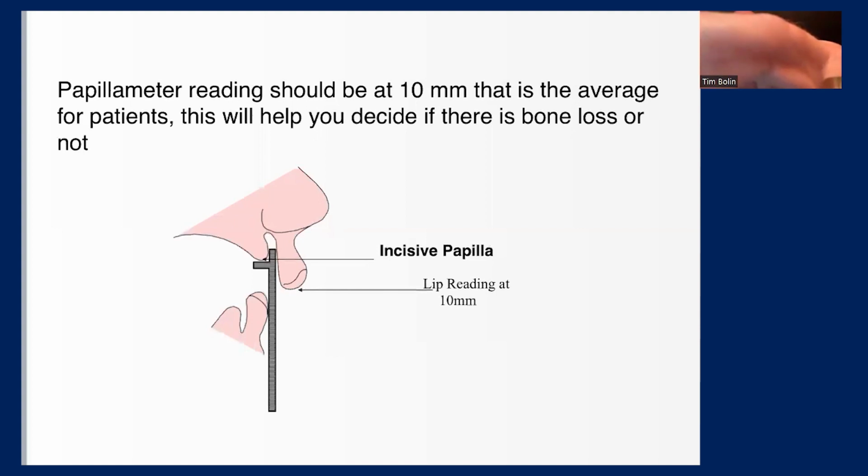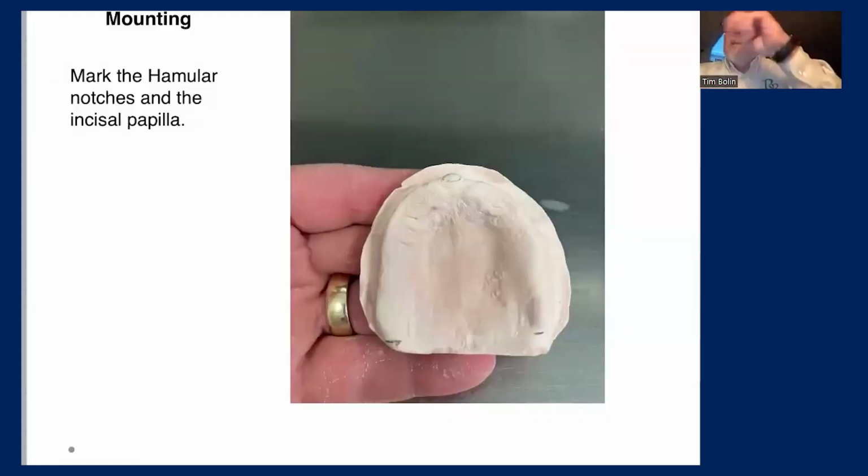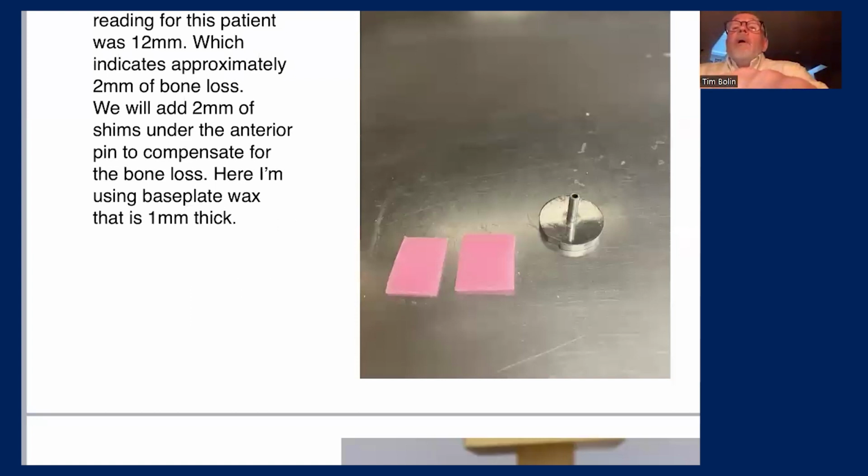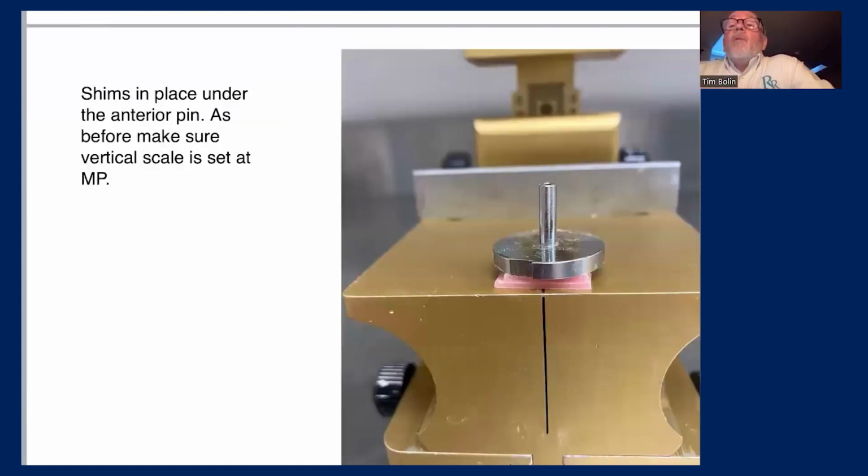So with these, we do the exact same process. We're going to mark the hamular notches and the incisive papilla. The papillometer reading on this patient was 12, which indicates approximately 2 millimeters of bone loss. So we have to shim up the anterior pin to compensate for the bone loss. With this, I'm using just some base plate wax, which is 1 millimeter thick. I'm going to use 2 pieces of the base plate wax underneath the anterior pin. So the shims are placed on the anterior pin, and we're going to make sure the vertical scale is always set at MP before we make our mounting.